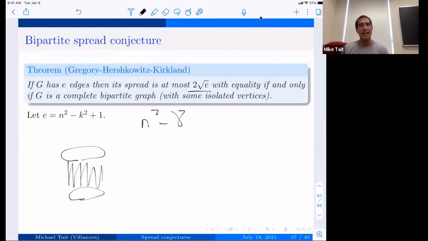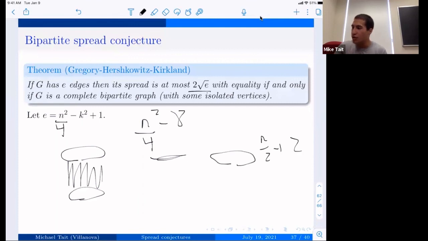If this was n squared over 4 minus 9, I would know exactly how to maximize my spread. This should be n squared over 4 minus k squared plus 1. So if it was n squared over 4 minus 9, I would take a complete bipartite graph of sizes n over 2 plus 3 and n over 2 minus 3. Unfortunately, I can't do that, right? If I want to make a bipartite graph with this many edges, my parts need to be more balanced. So this needs to be n over 2 plus 2, and this needs to be n over 2 minus 2.